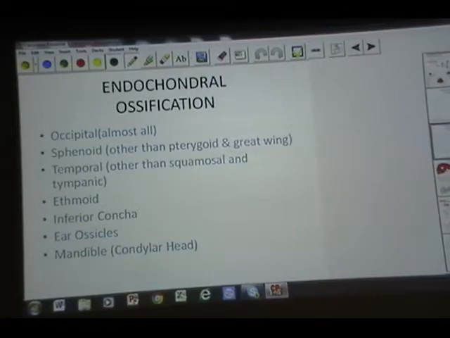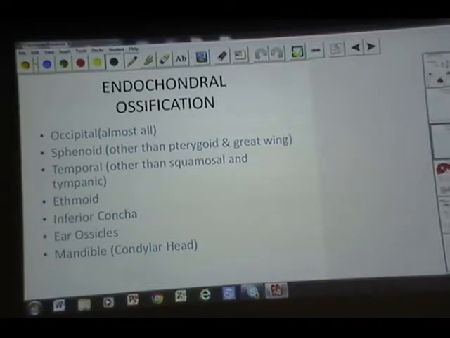So the temporal bone is endochondral, other than the squamosal and the tympanic portion. The ethmoid bone, this bone in the center roof of the nasal chamber, is endochondral. The inferior concha, this paired bone that makes up this turbinate bone inside of the nasal cavity, is endochondral. All three of the ear ossicles are endochondral. They're actually interesting in where they come from.